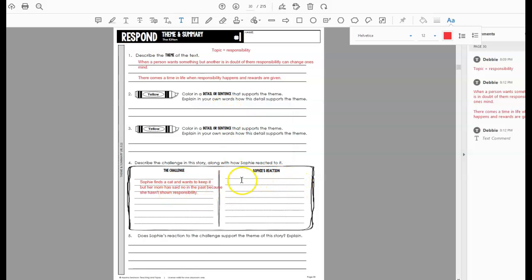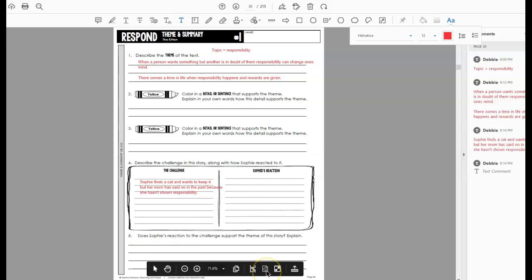What is Sophie's reaction? I'm not going to type this one out for you, but Sophie's reaction is she goes home and gets started on showing responsibility. She gives that cat a bath and makes sure it's fed and whatever else she does in the story. Does that reaction to the challenge support the theme? Yes, it sure does because it shows responsibility. Down here, don't just write yes. Boys and girls, we are trying to get you to write bigger, better responses.